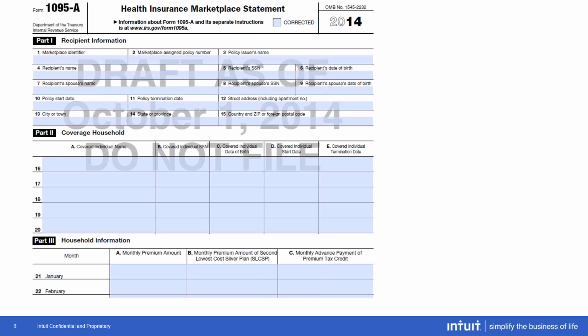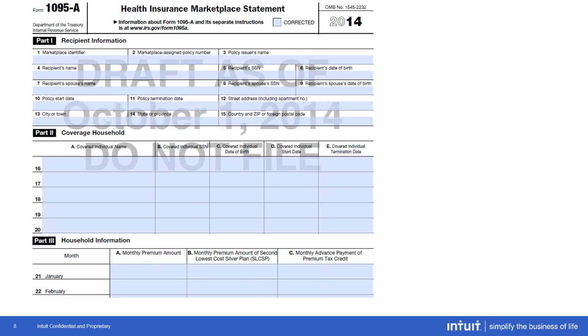And here's a snapshot of the draft. The form has gone final, but there were no changes to speak of, so I didn't change out the screenshot. Some of the important call-outs here. Part 2 shows those who are covered under this policy, and it's going to indicate the dates that the coverage applied. And that will be important for turning off the penalty calculation.